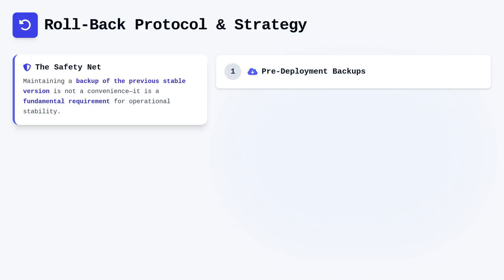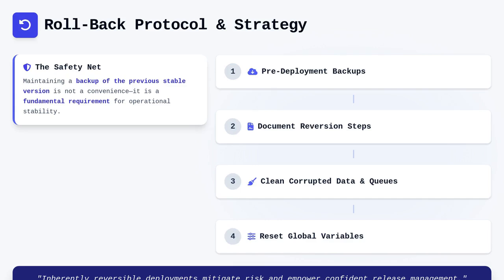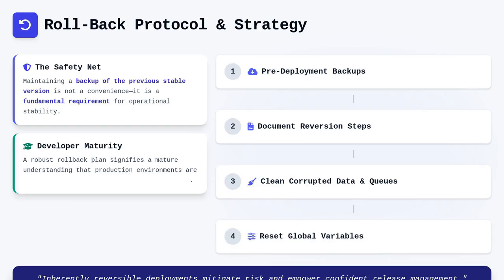You must document the specific steps required to revert the environment, including clearing out any corrupted queue items or resetting global variables that the failed deployment might have altered. By structuring your deployments to be inherently reversible, you mitigate the risk of catastrophic failure and provide yourself with a safety net that encourages confidence in your release management pipeline. A robust rollback plan is the sign of a mature developer who understands that software in production is dynamic and inherently prone to unexpected environmental interactions.